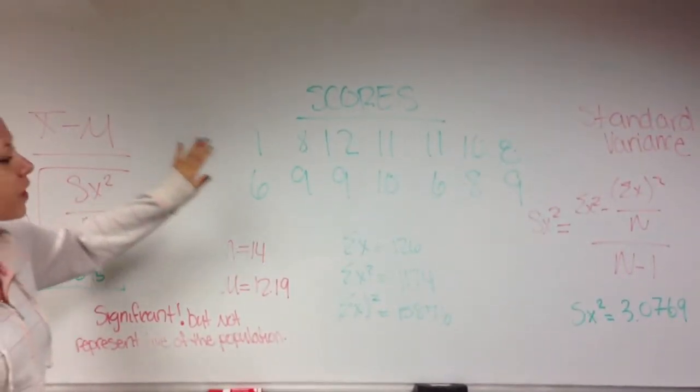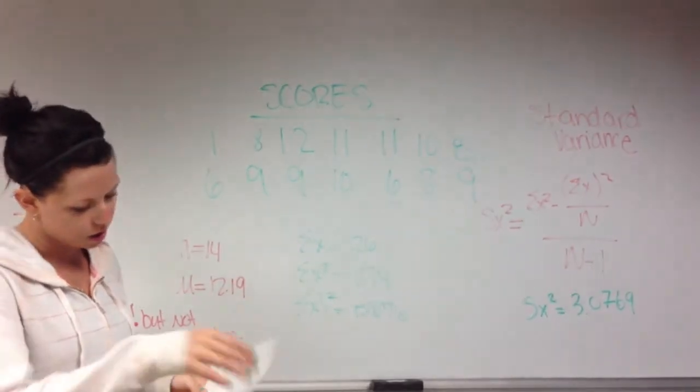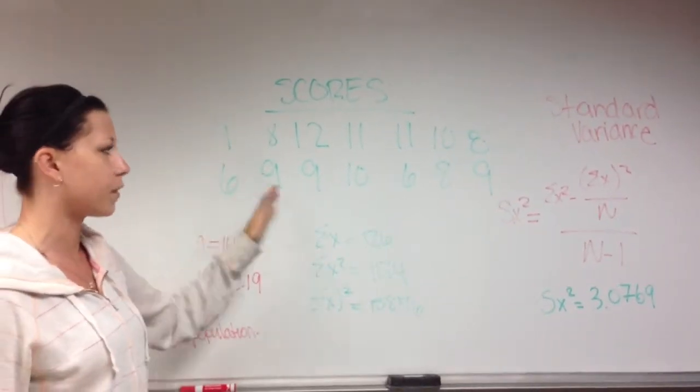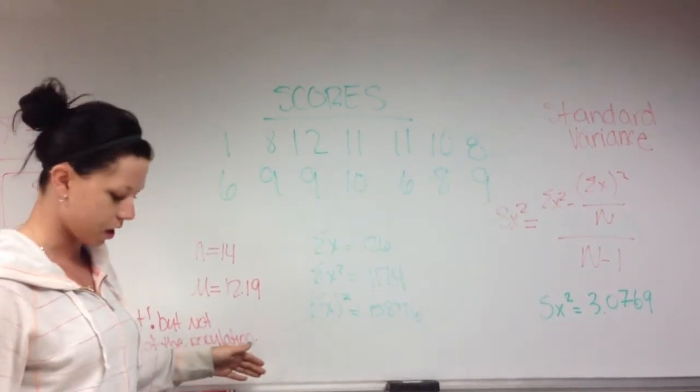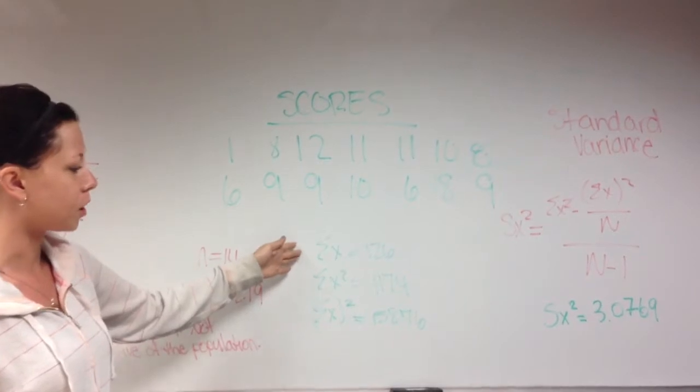The first thing we do is find our sum of squares. We add these all up. We find our sum of squared x's, which we square each one individually and then add those totals. And then our squared sum of x, which we just square the sum that we found in the first part.